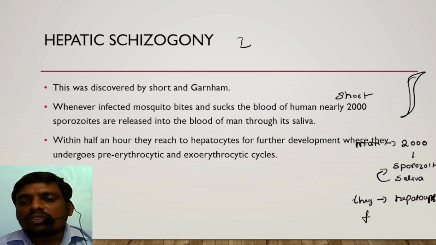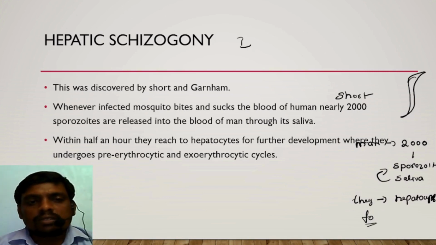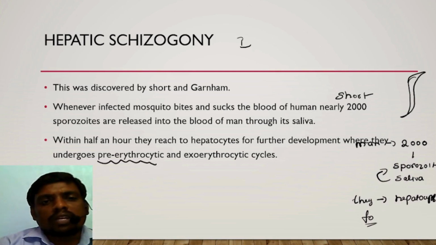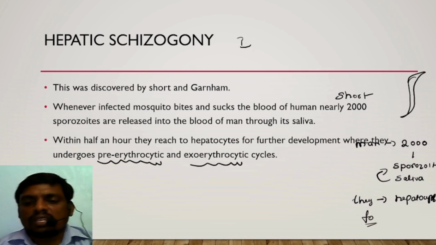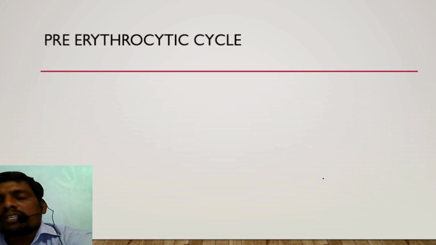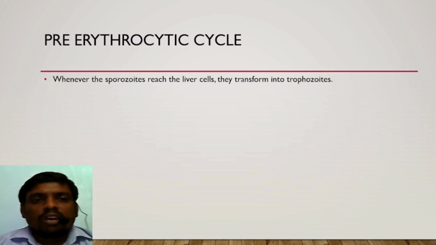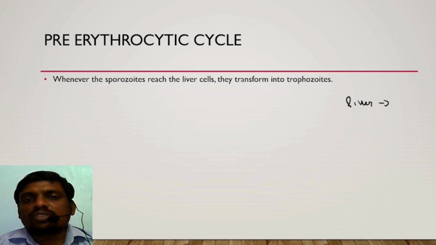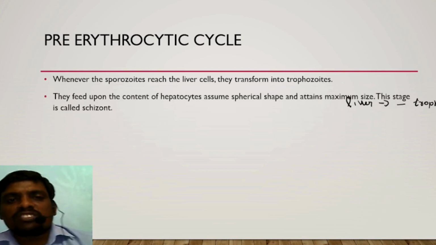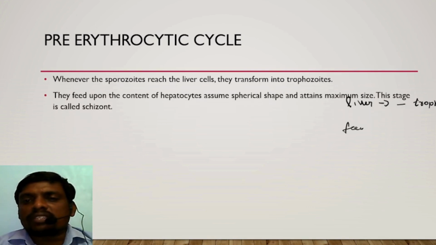There they undergo further modifications. So what are the further modifications and developmental changes that occur in this structure? We are going to learn in the pre-erythrocytic schizogony and the exo-erythrocytic cycles. Now let us start with the pre-erythrocytic cycle. Whenever the sporozoites reach the liver cells, they transform into the trophozoite stage. The trophozoite stage feeds upon the content of the liver cells.